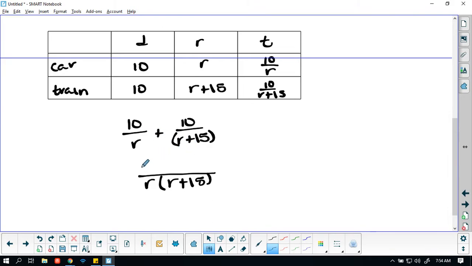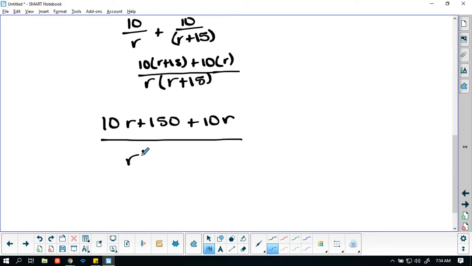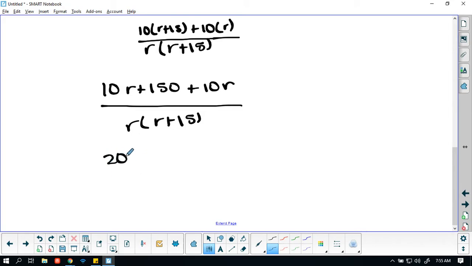Okay, so over here, we have 10 times R plus 15. Over here, we have 10 times R. Distribute those 10, so 10R plus 150 plus 10R, all divided by R times R plus 15. Looking at this, we get 20R plus 150, all divided by R times R plus 15. I'll pull out 10, but that doesn't do much for me.